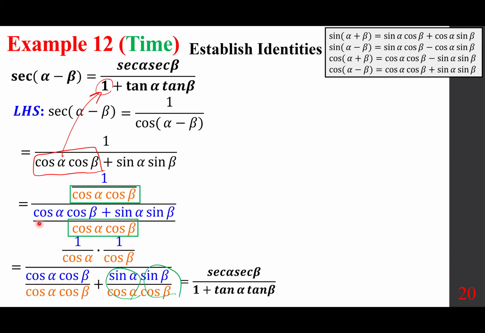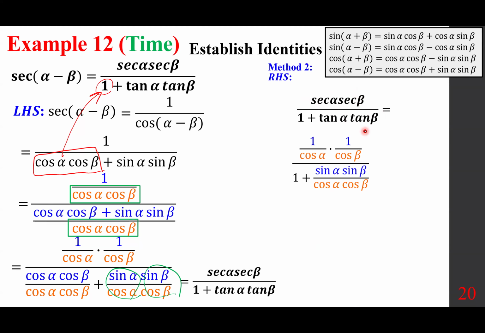But let me quickly show you the second method. In this case, you could start with the right-hand side because one may be under the assumption that the right-hand side is more complicated, in which case we're going to write, since it's secant, we're going to change everything to cosine and sine. So secant, 1 over cosine alpha, 1 over cosine beta, tangent, sine alpha over cosine alpha. This one, sine beta over cosine beta.